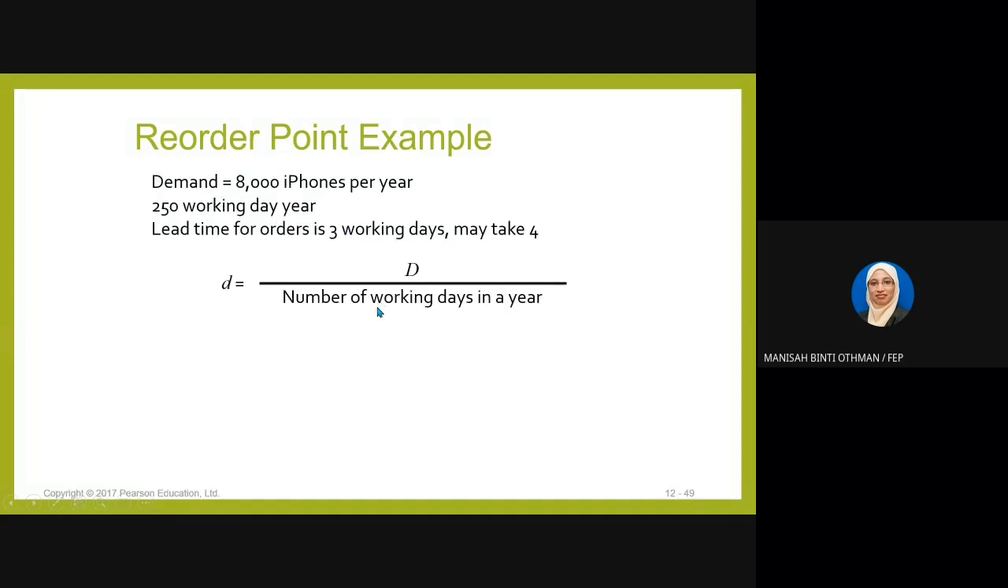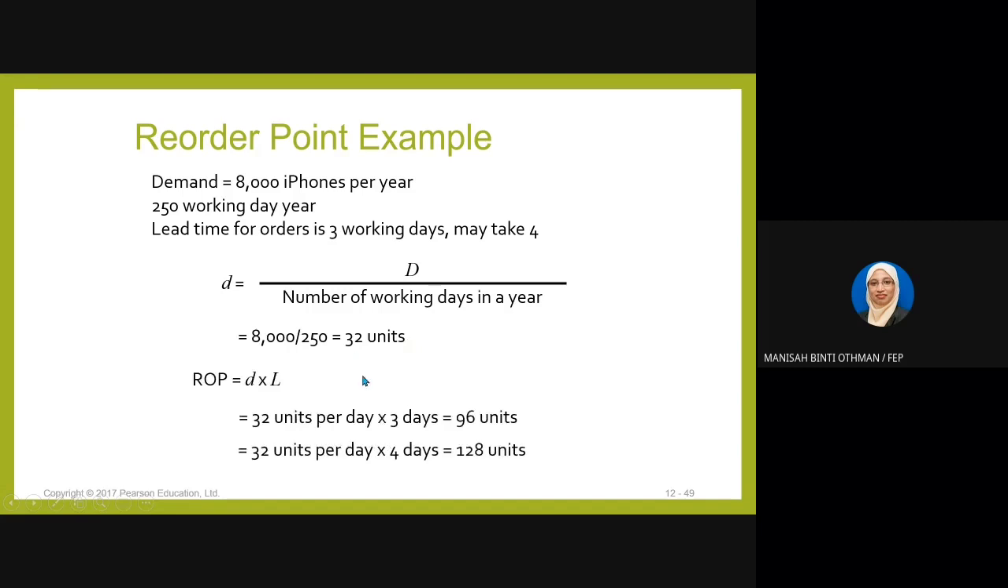330 days. Okay, so the daily demand is 22 units. Okay, so for 3 days, let's say the working lead time is 3 days, so the company should order 96 units. Daily demand of 32 times lead time of 3 days gives 96 units.